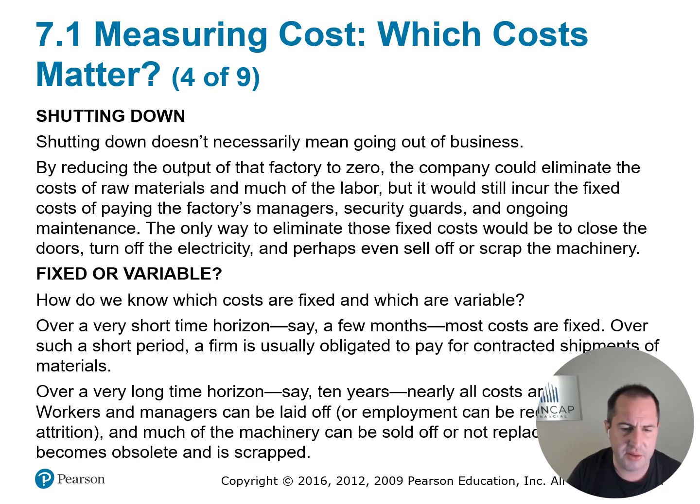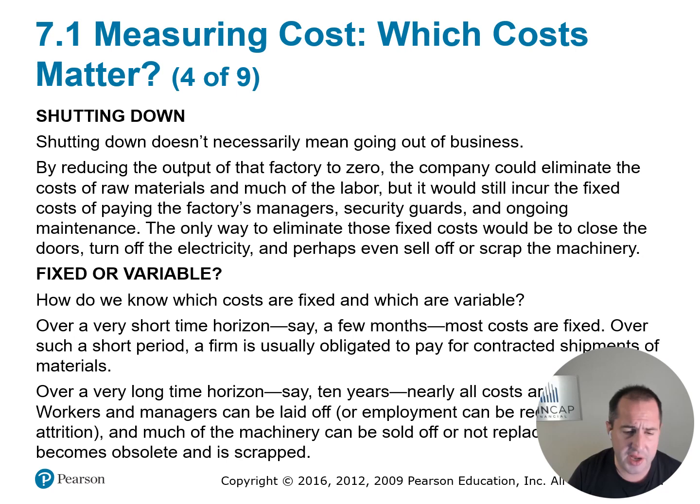Shutting down doesn't necessarily mean going out of business. By reducing the output of a factory to zero, the company could eliminate the cost of raw materials and much of the labor, but it would still incur fixed costs of paying the factory's managers, security guards, and ongoing maintenance. The only way to eliminate those fixed costs would be to shut the doors completely.